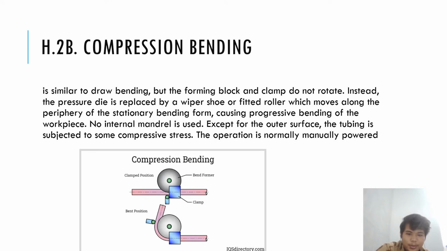So for the compression here, it's going to be the clamp position. The clamp here is going to hold, and the bend position is going to go upwards, and it's going to be bent through rolling. And this is called compression bending.